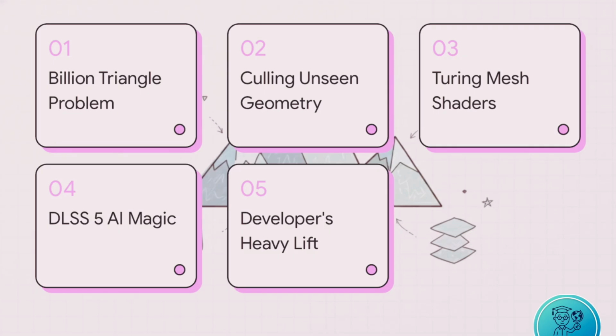Here is our roadmap for today. 1. The billion triangle problem. 2. Culling the unseen geometry. 3. Turing mesh shaders explained. 4. The DLSS AI magic. And 5. The developer's heavy lift.